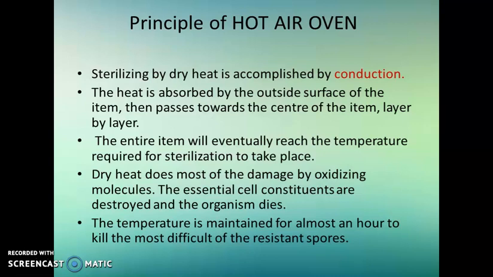The temperature is maintained for almost an hour. So after the temperature reaches the center of the item layer by layer, that temperature is maintained for a minimum of 1 hour, to kill even the most resistant spores.